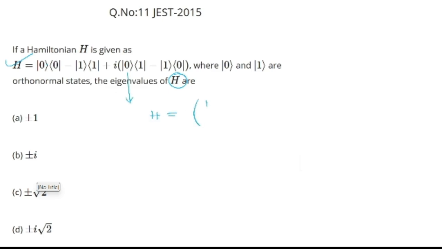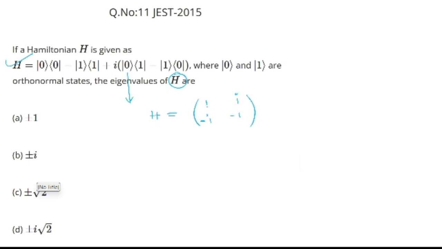So simply convert this form to the matrix form H. The first term will be 1, the second term will be 0, 1. This is iota and also minus iota, then minus 1. Okay, check the eigenvalues. We can find it very easily, because the trace will be 0 for every option.